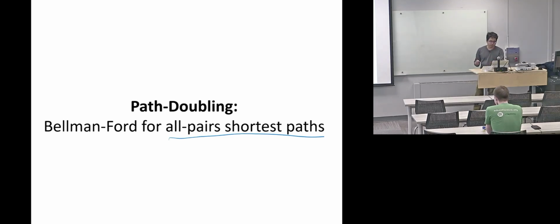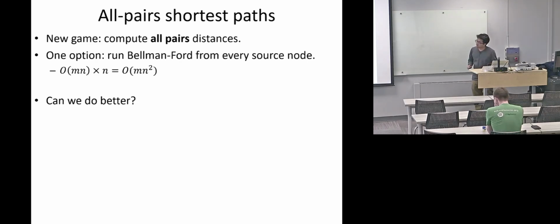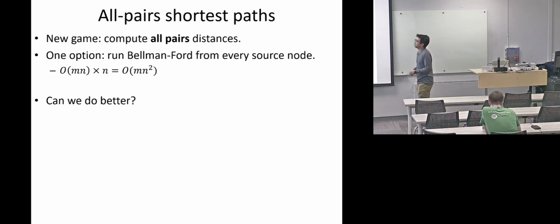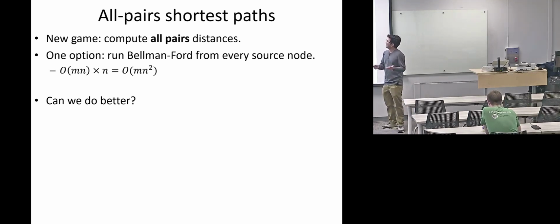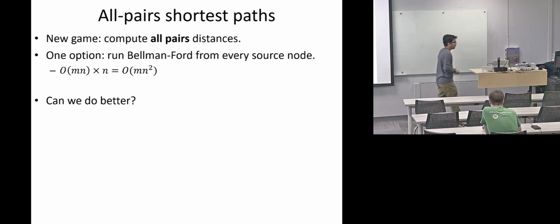Now, new problem: we want to compute the distance between all pairs. And if you want to do this, one option is just to run Bellman-Ford from every source. That will give you all pairs. But the running time would be mn for one Bellman-Ford, and do it n times. So that's mn squared. That's not nice. That's a bit slow. So we want to do better.